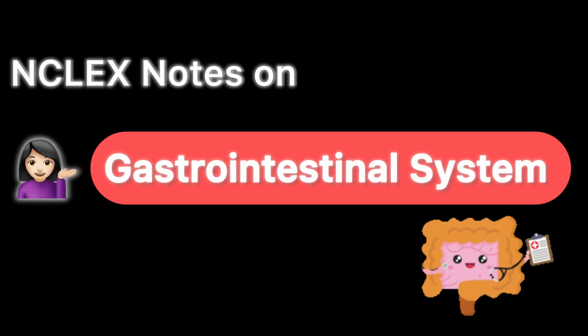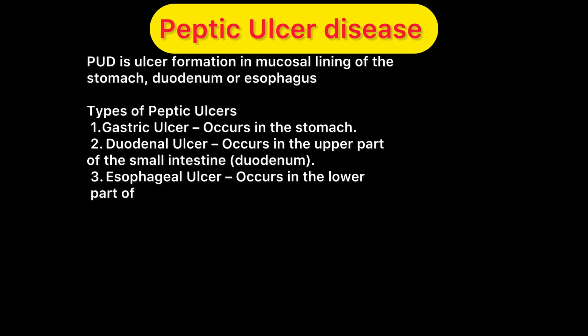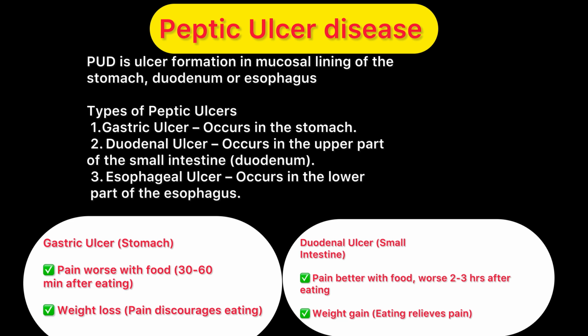Important NCLEX note on the GI system. Let's start with peptic ulcer disease. This is the most common topic for the NCLEX. There is ulcer formation in the mucosal lining of the stomach, duodenum or esophagus. According to the area affected, it is divided into three types.